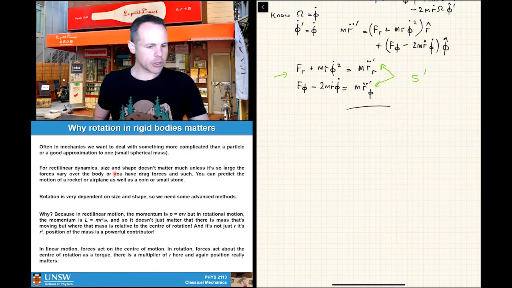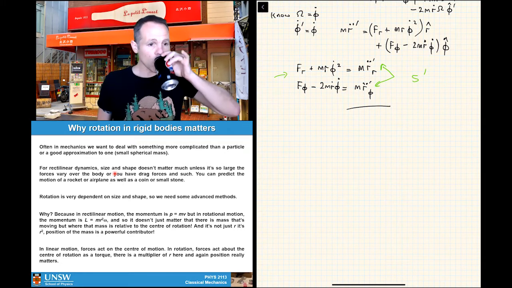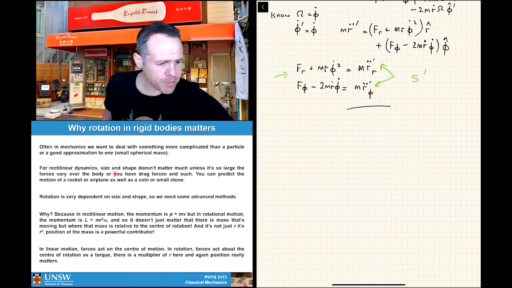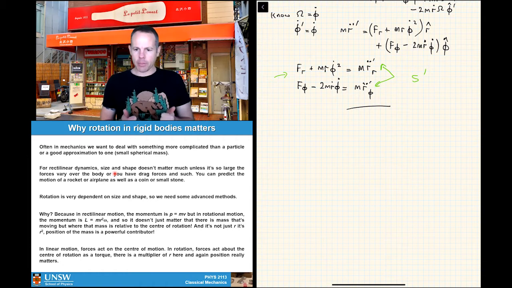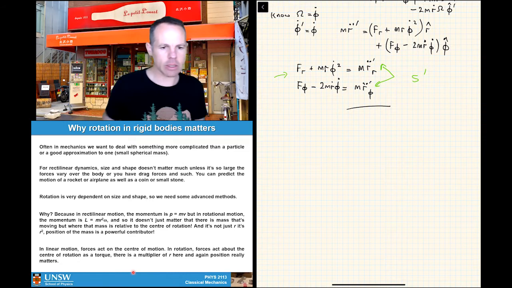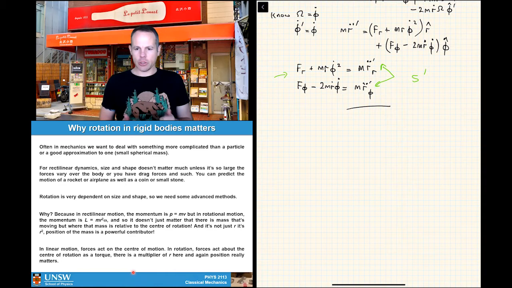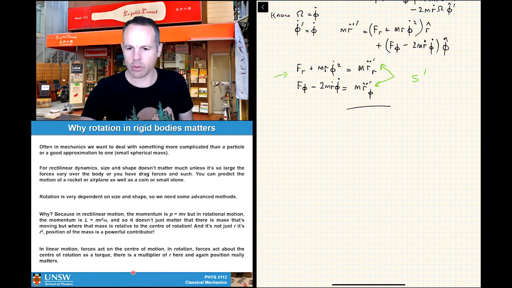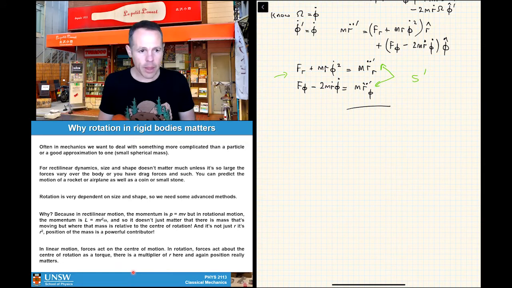Okay, so that brings us to rotation in rigid bodies now that we understand rotational coordinate systems. Rotation in rigid bodies matters in mechanics courses because it's a more complicated system to deal with. It's why we spend a couple of lectures on it. Usually in mechanics, we start out with particles to keep things nice and simple, but what we want to deal with is more complicated objects, right? Like a basketball or a stick or some funny shaped object that's moving along.